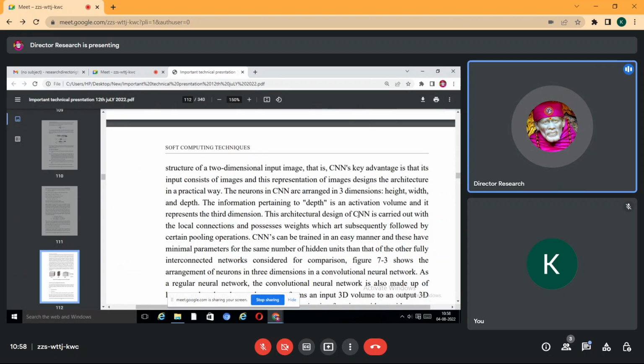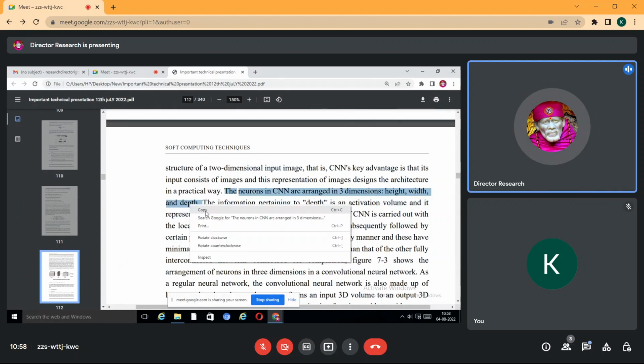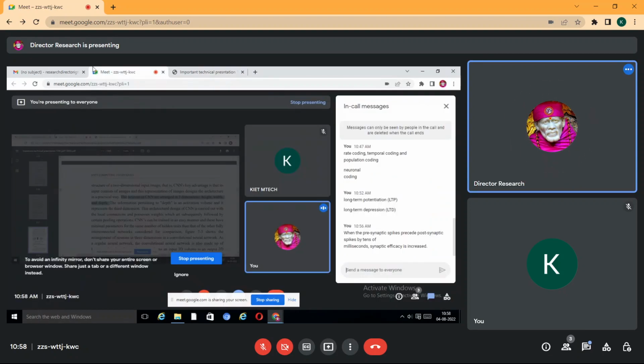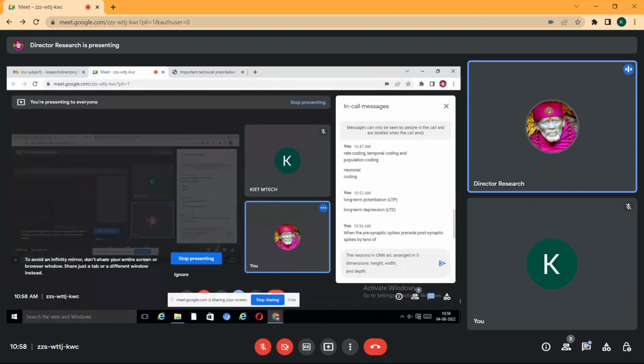The neurons are arranged in three dimensions. In what way? Height, width, and depth. That is the logic we have to follow: height, width, and depth. This is the logic.